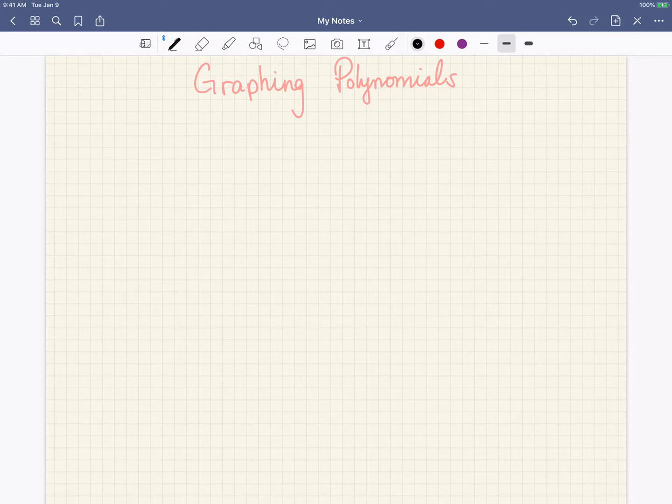So graphing polynomials. It's not too difficult. It is taking a lot of steps though, which can be a little confusing. So we're going to break it down. Our first step is going to be to find the leading term.